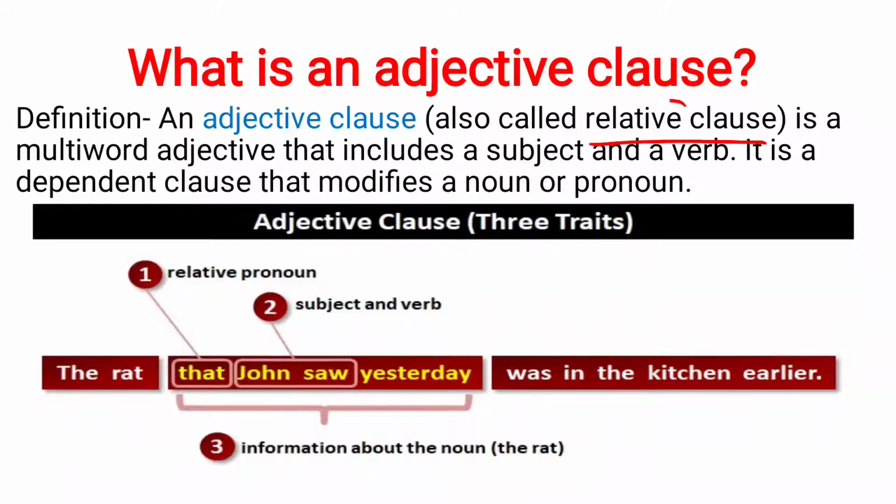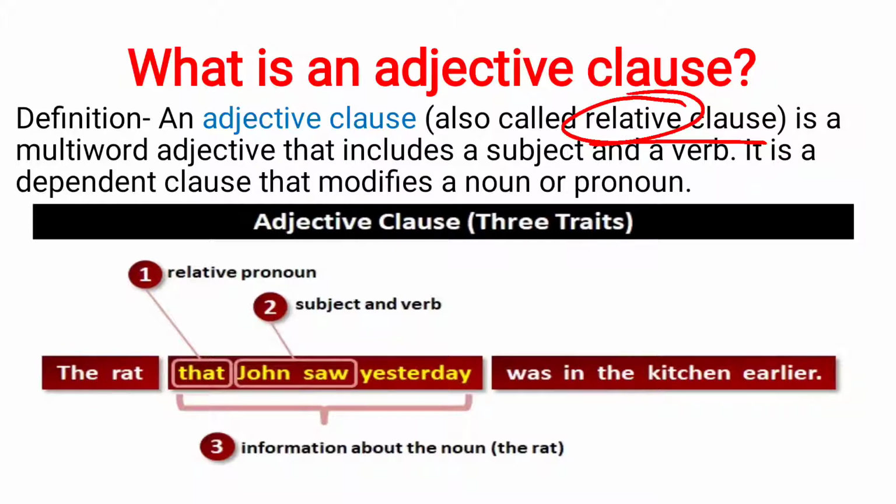Now, why is it called a relative clause? Relative means relation. As this group of words is in relation with a noun or pronoun with the help of words like who, whom, whose, that, which, when, where, and why, it is called a relative clause.